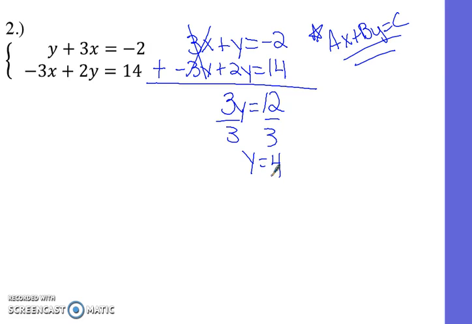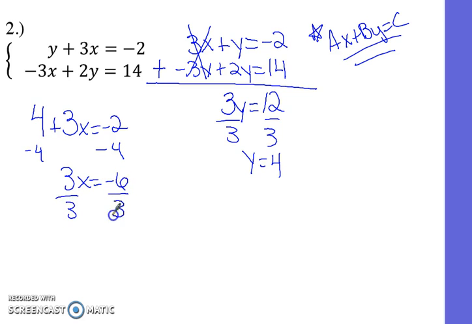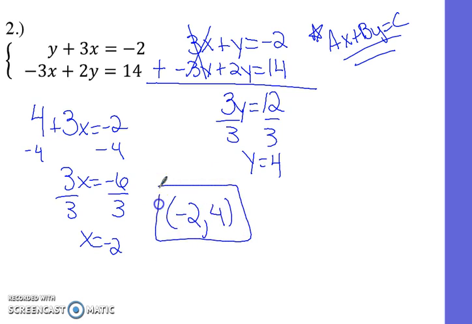So then take a look. Which one of the original typed equations do you want to substitute it in? I'm going to do the first this time because I did the second one last time. So 4 plus 3x equals negative 2. Subtract 4 to get 3x equals negative 6. Divide both sides by 3, x equals negative 2. So your answer is negative 2, comma, 4 as an ordered pair, in your box.